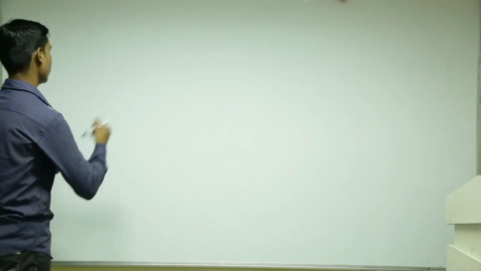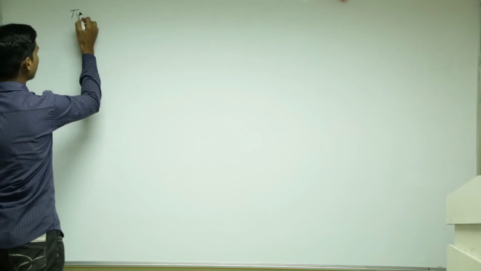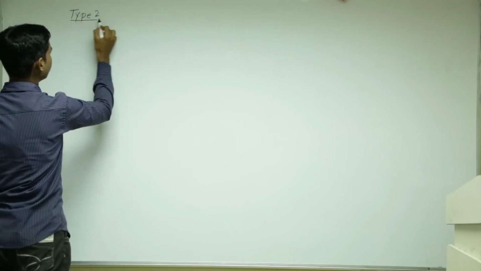I think type 1 is very clear, right? Remainder theorem, a very, very important module, right? Please write down the heading. Type 2: Problems based on identity.